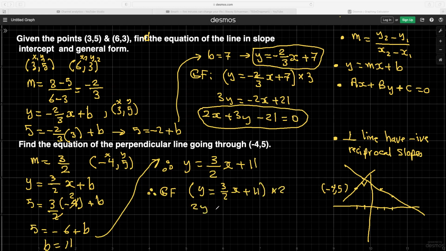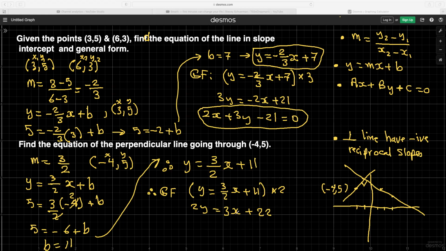So we have 2y equals 3x plus 22. When you multiply this number into the fraction, the 2's would cancel here. That's why, as a matter of fact, we multiply by the common denominator, because when we multiply by that 2, then I'll have 2y here. I wouldn't have a fraction here anymore. The 2's will cancel, and here we get 22.